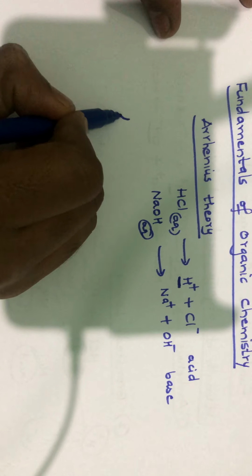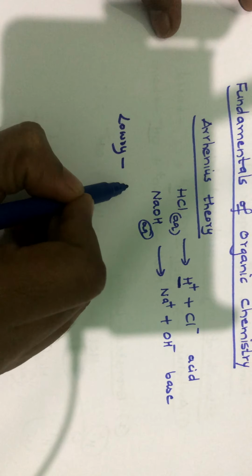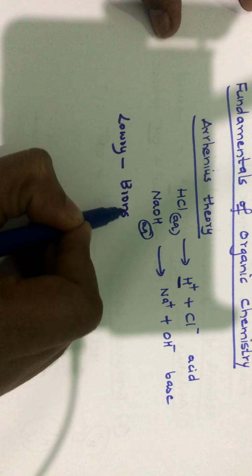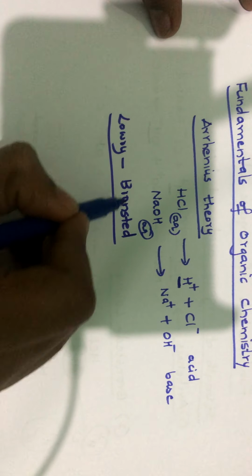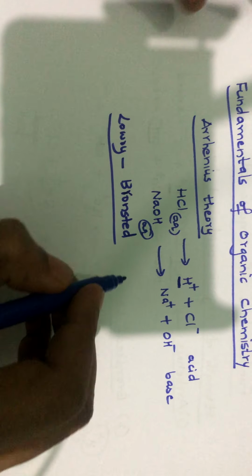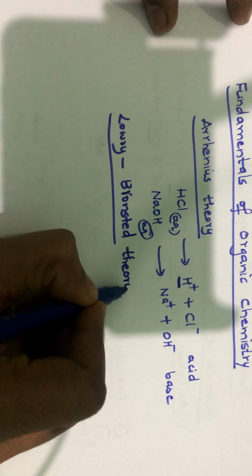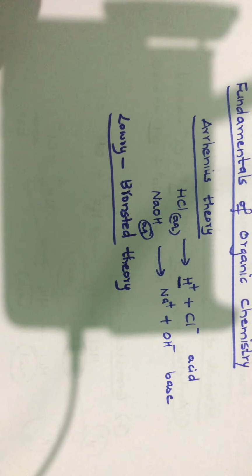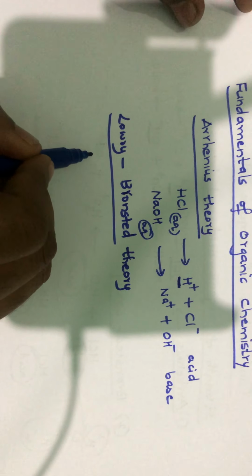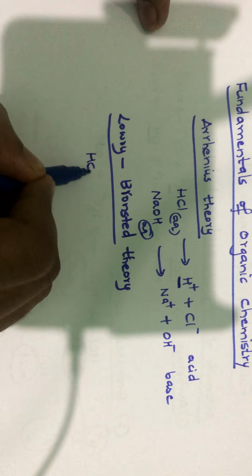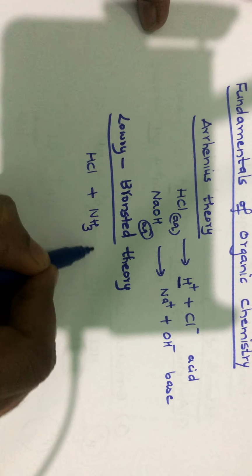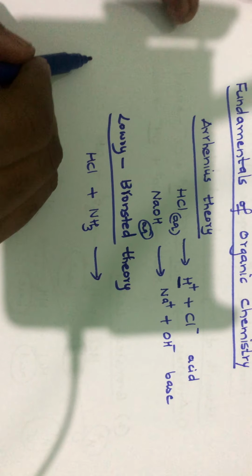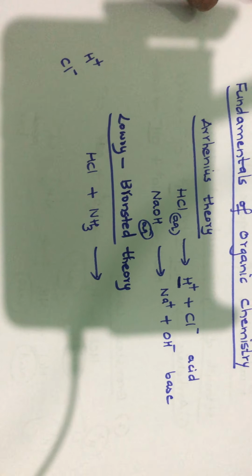There is another theory that explains the acid and the base, that is the Lowry-Bronsted theory. According to Lowry-Bronsted, an acid is a substance that donates H plus ion and a base is a substance that accepts H plus ion. Let's take an example. HCl plus NH3 will give... HCl dissociates to give H plus and Cl minus ion.